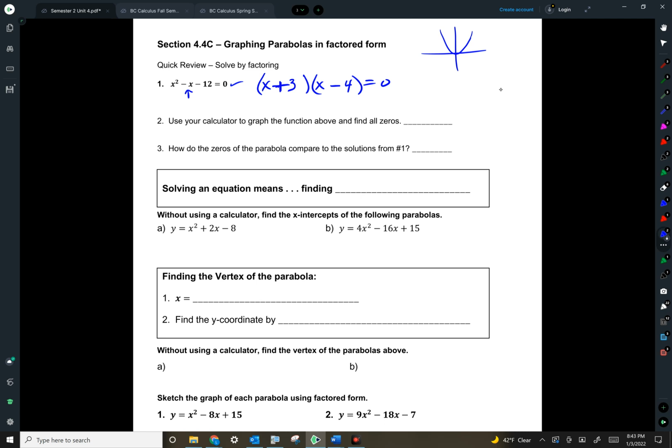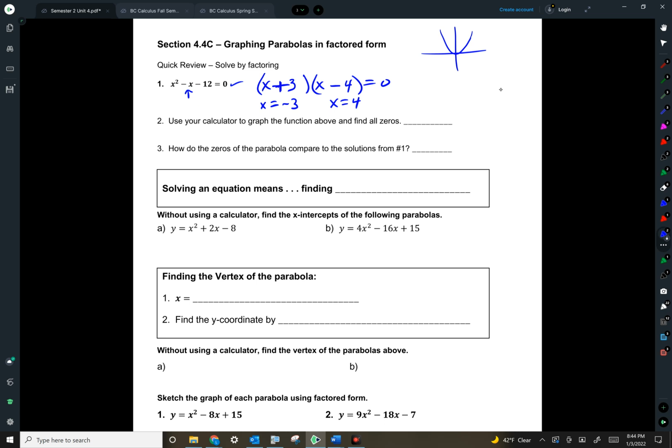And then to go on and solve, I would say x equals, remember, you set each parenthesis equal to 0. So either x equals -3 or x equals 4. Okay, so that's what we did earlier in Unit 4. We can solve by factoring. Well, how do I use that when it comes to graphing?